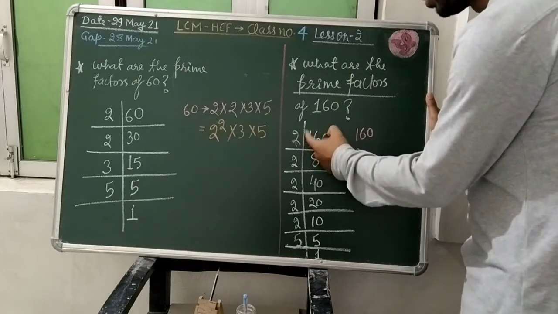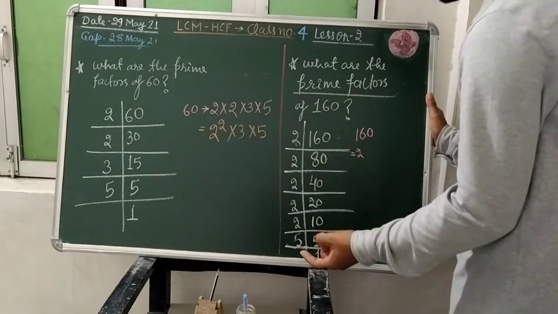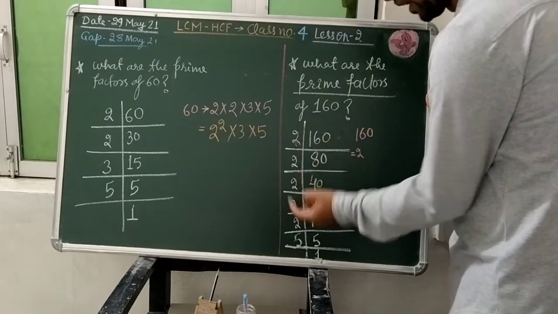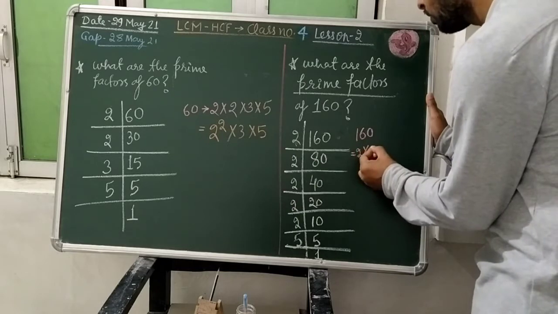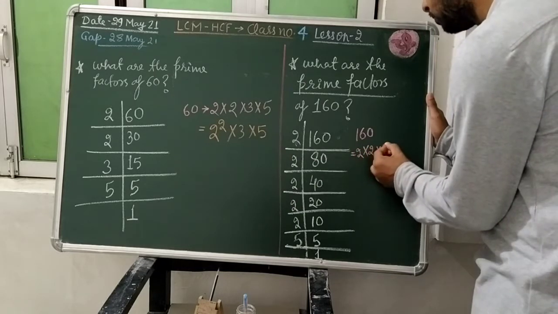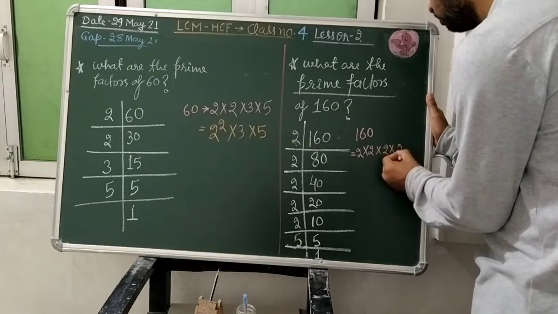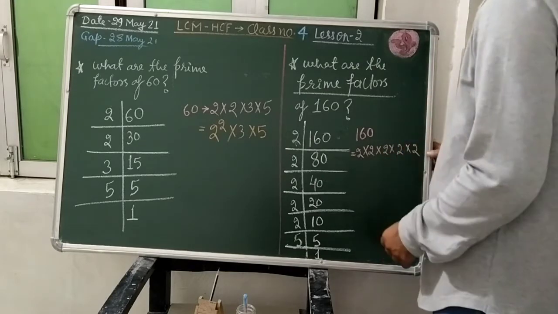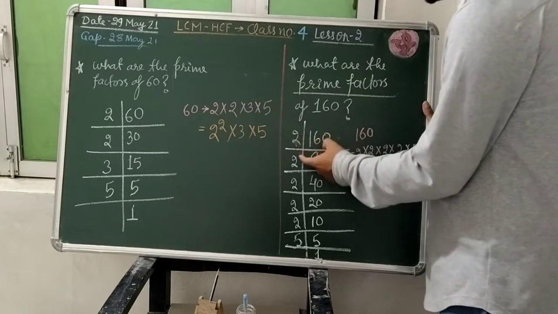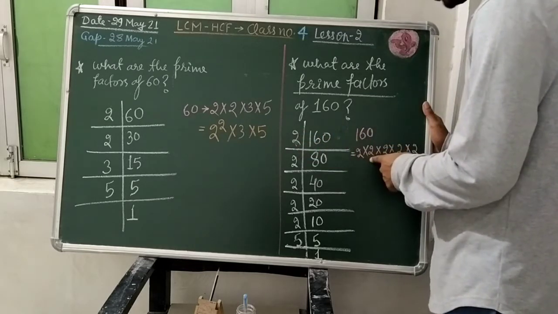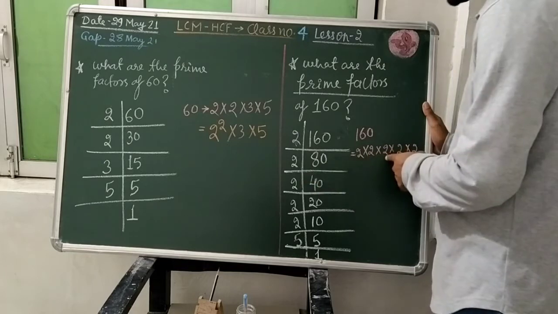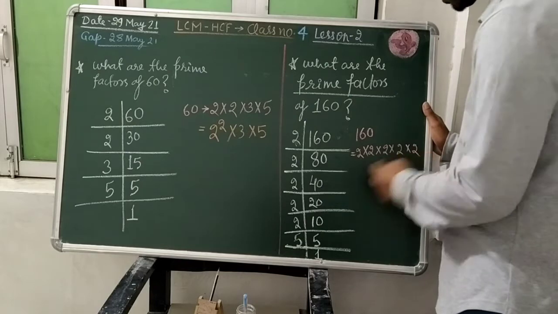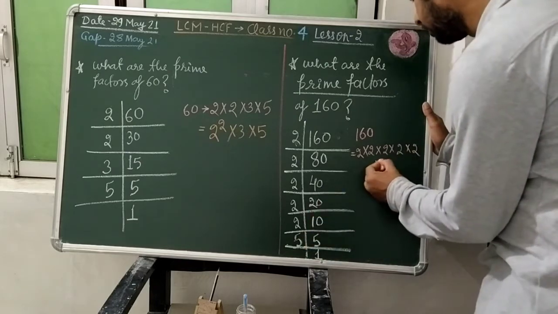So 2, how many times have we selected? 1, 2, 3, 4, 5. So 2 multiplied by 2 multiplied by 2 multiplied by 2 multiplied by 2, 5 times, and what is here, students? Multiplied by 5.